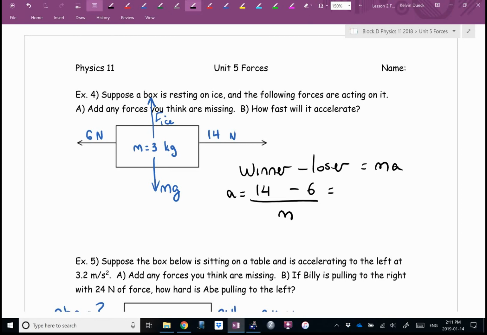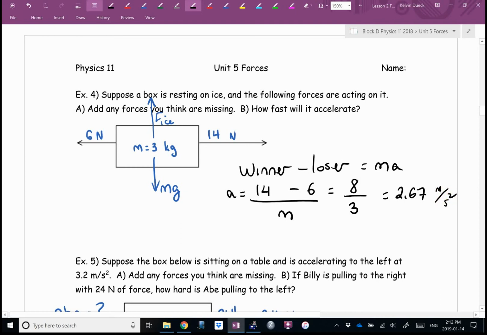By the way, on the top, I have 14 take away 6. I can do that in my head, 8, and the mass is 3. This must accelerate. What is 8 divided by 3? I think it's 2.6 repeating? Yeah, 2.67, let's say. Logan, units, it's acceleration. Meters per... seconds per. Thank you.